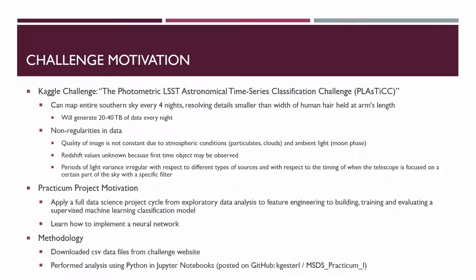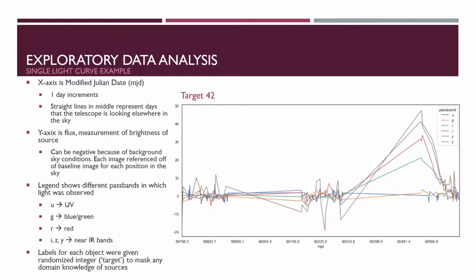Very little pre-processing was necessary because the data set organizers had already basically cleaned it up. I used Python and Jupyter notebooks to code everything, and those notebooks are available on my GitHub page. I started the project doing some exploratory data analysis of both individual light curves and the metadata. The following slides will detail just a few of the most informative plots that I found.